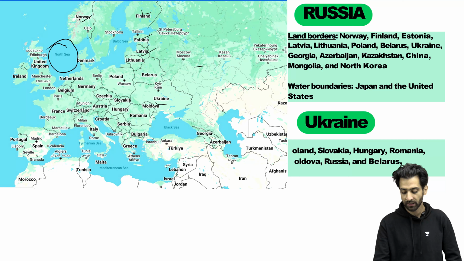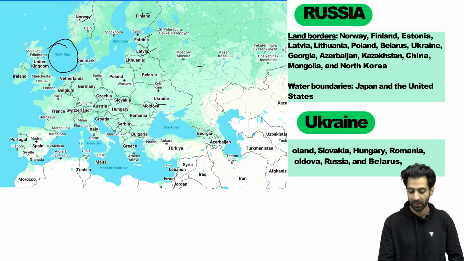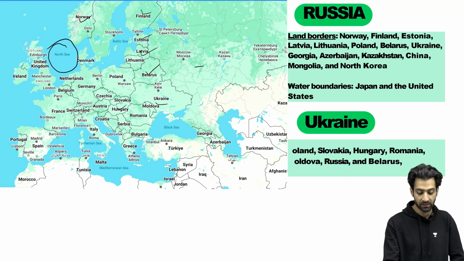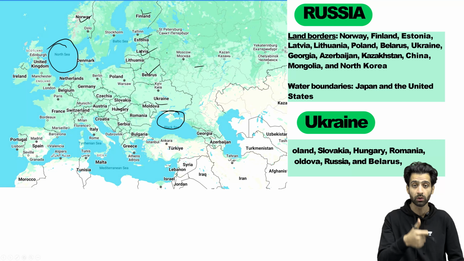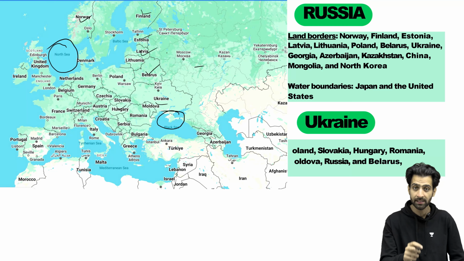So coming to Ukraine, again you have Poland, Slovakia, Hungary, Romania, Moldova, Russia and Belarus. These are some of the countries that you know, and these share the border with the Black Sea as well. This region that I'm marking here is the Crimean Peninsula that Russia took from Ukraine in 2014. It is in the Black Sea.